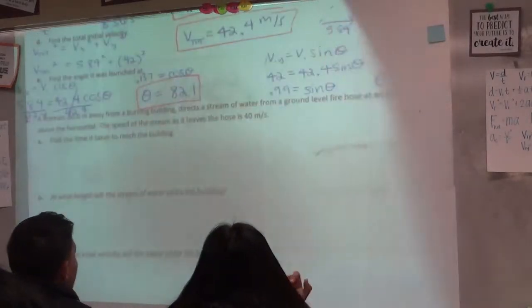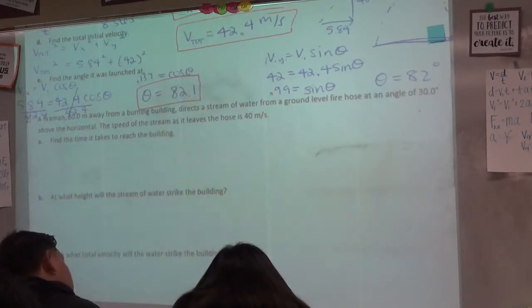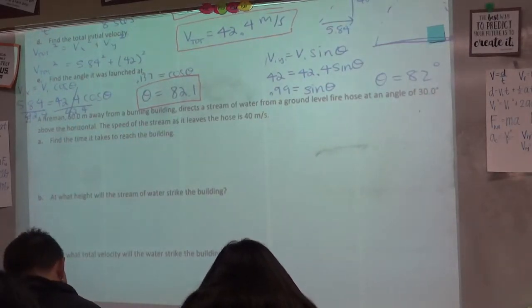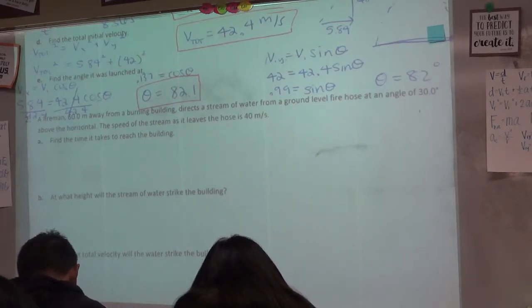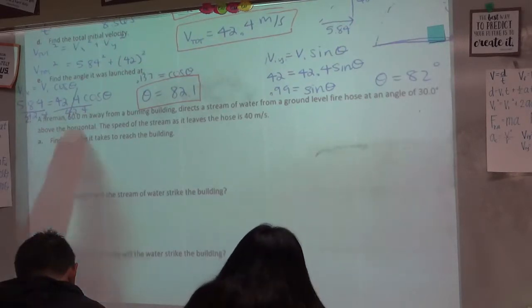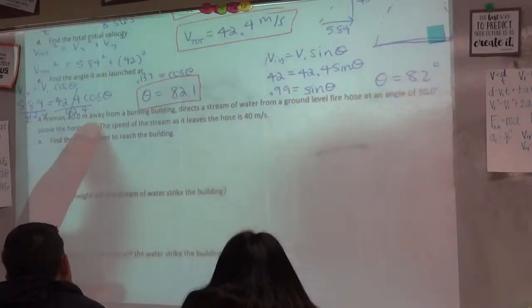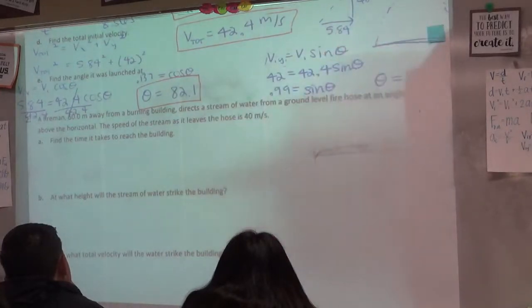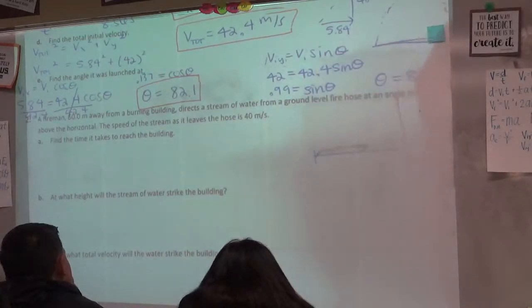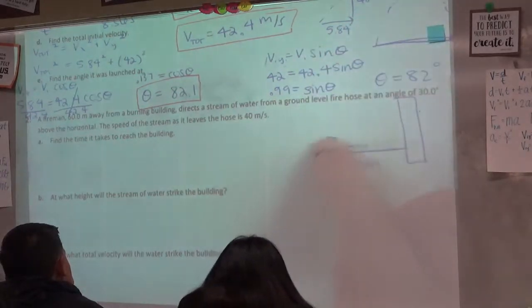Now number 2, we've got a fireman that is standing, I wrote over it, what is it, 50 meters away from a burning building? He directs a stream of water from ground level at an angle of 30 degrees above the horizontal. The speed of the stream as it leaves the hose is 40 meters per second. So first let's draw a picture, because this 50 meters away from a building, would that be in the horizontal or the vertical direction? Horizontal, that's how far away the building is from the hose. So if this is your building, I'm 50 meters away, and you have some hose of water shooting up.